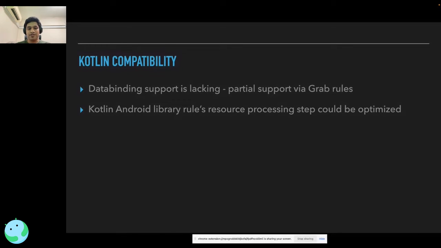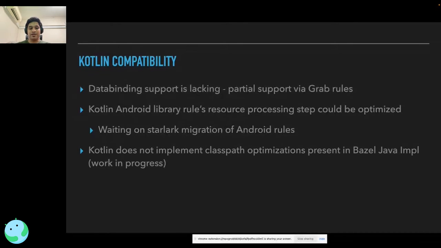So another thing is that since the Android rules are written in Java and not exactly Starlark, there is an interop story between how Kotlin rules can interface with the native Android rules with regards to resource processing. So once these rules are finalized, this step could be optimized. At the moment, it is not optimized. And a couple of other things, of class path operations present in Bazel Java MPL, although there is work in progress and is being worked on by different community members.